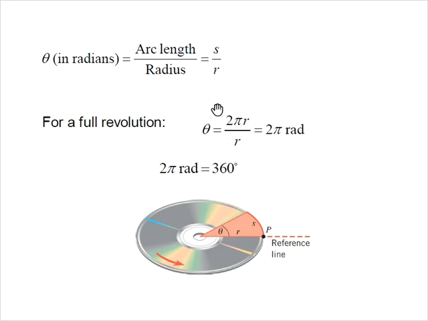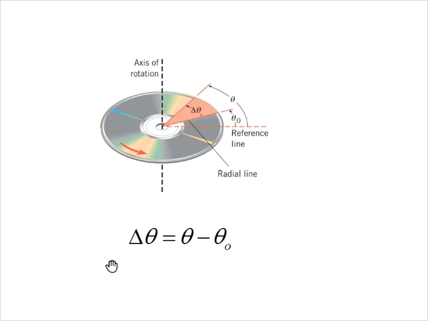Okay, so 2 pi r, that is the circumference of a circle. Remember this is the arc length, so 2 pi r divided by r, and you're just left with 2 pi radians. So the units cancel out. There are no units in radians. It's sort of a fictitious unit. We just say radians so that we know we're talking about an angle. Okay, and here's our definition of angular displacement.